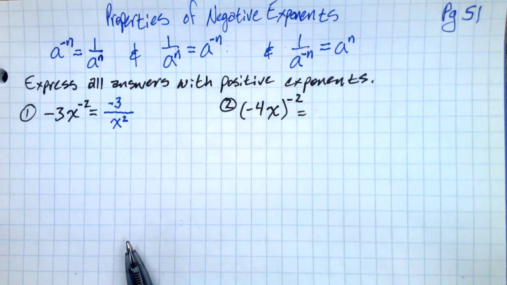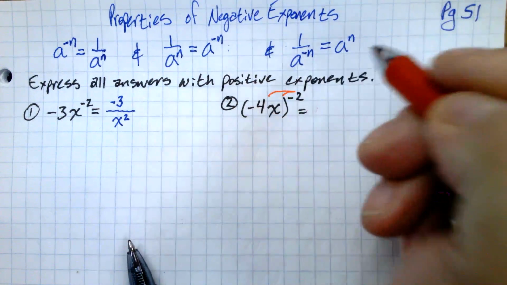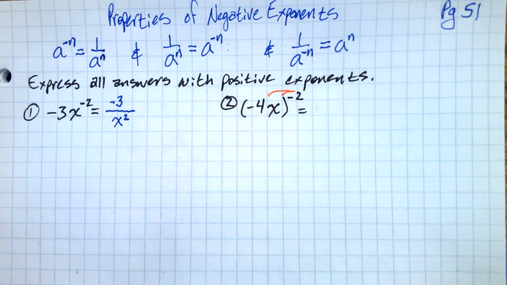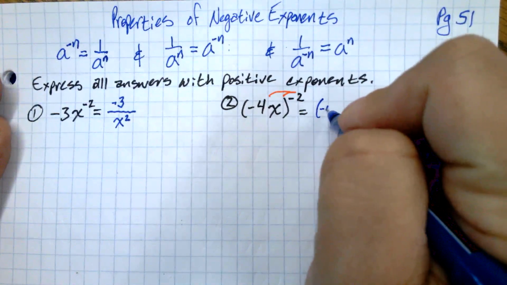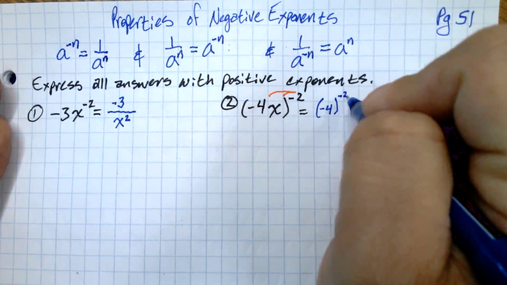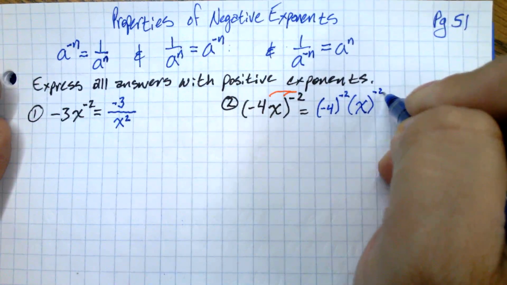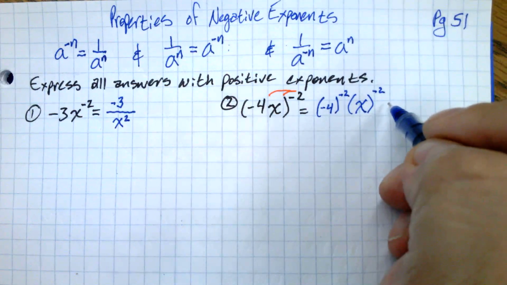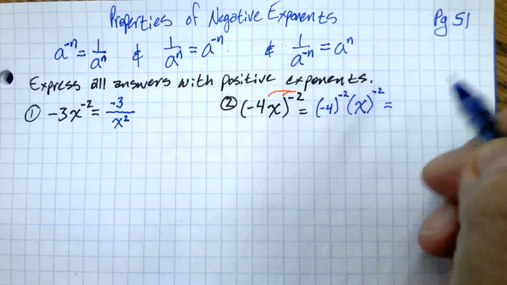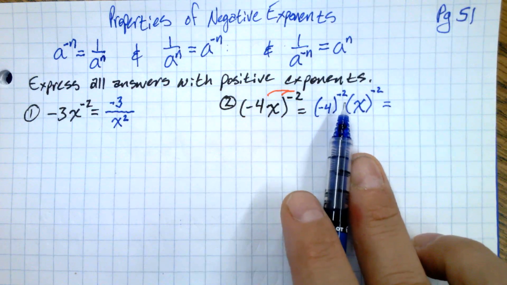Bring it to the denominator first or distribute the 2 first? Okay, let's distribute that 2. Just remember, eventually things move. So now we share that negative 2. So it's negative 4 to the negative 2, x to the negative 2. Now we've got to do a little more simplifying. First of all, let's think about this. It's negative 4 to the negative 2.